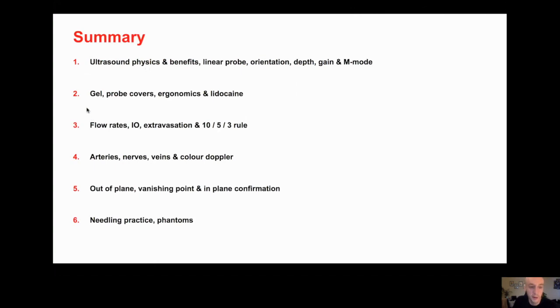We talked about factors that affect flow rates, why you would use an IO, the fact that you need to obey the 10-5 rule and not put anything that is going to be bad if you extravasate, how you can differentiate arteries from veins and nerves, the fact that color Doppler is just about direction. It's not about, blue can be an artery. In fact, when you look at an artery, it will generally be a mixture of colors because there's some turbulent flow. We talked about the preferred method, which is the out of plane technique, the vanishing point, and how you can confirm.